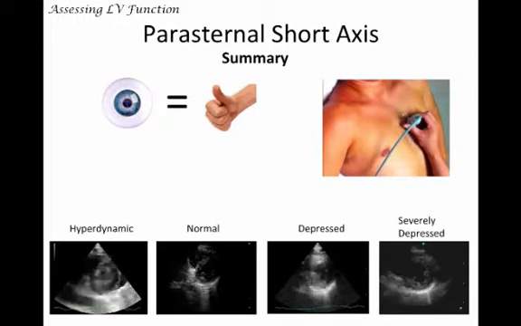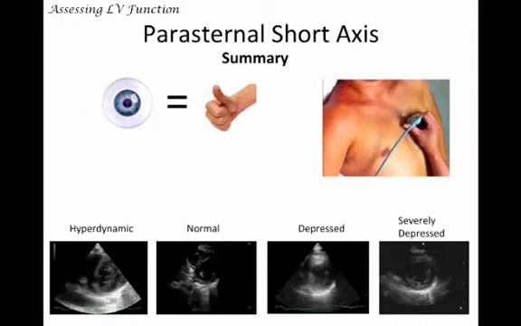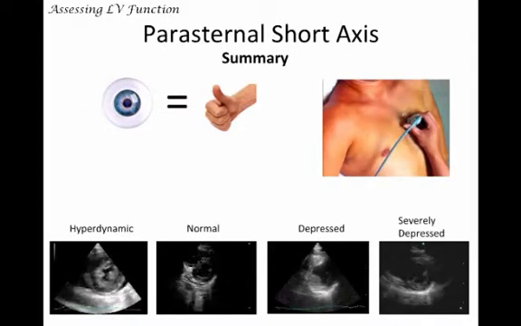In summary, the qualitative or eyeball method is the preferred method for determining left ventricular function using point-of-care ultrasound in the emergency department or the intensive care unit. The parasternal short axis view of the heart is a great view when assessing left ventricular function. Determining the function of the left ventricle during shock states will provide vital information and will aid in guiding management of critically ill patients in both the emergency department and intensive care settings.